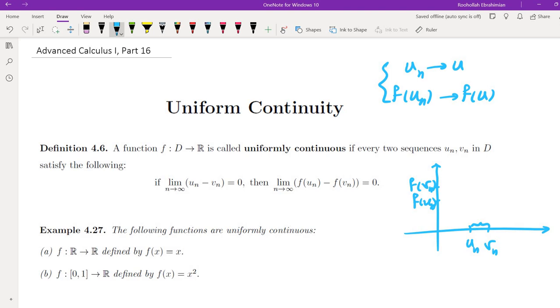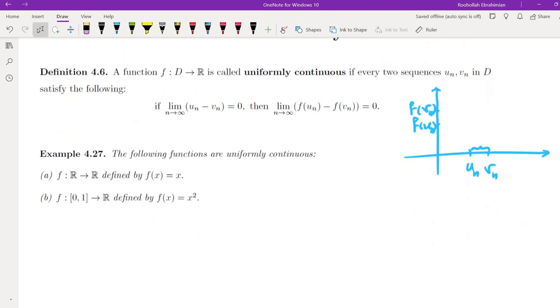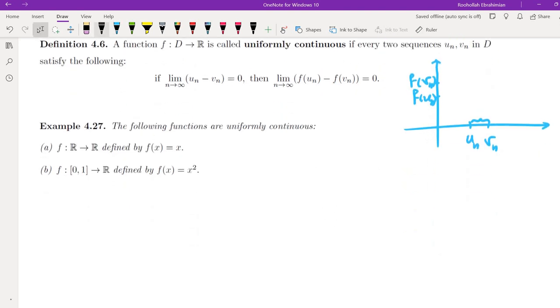So let's look at the definition now. A function f from D to R is called uniformly continuous if every two sequences un and vn in D satisfy the following: if the limit of un minus vn is equal to 0, then the limit of f of un minus f of vn is equal to 0.